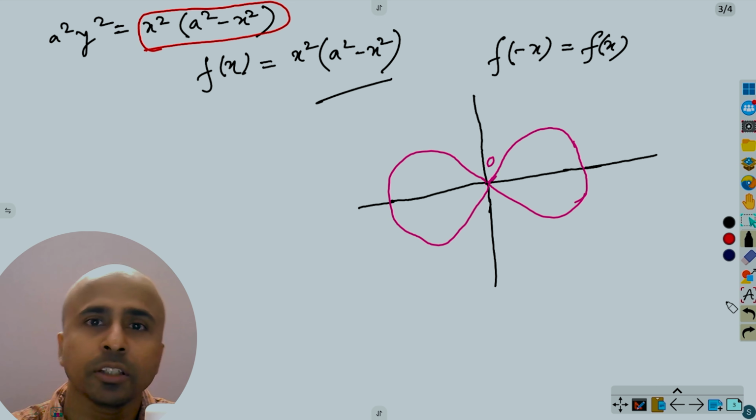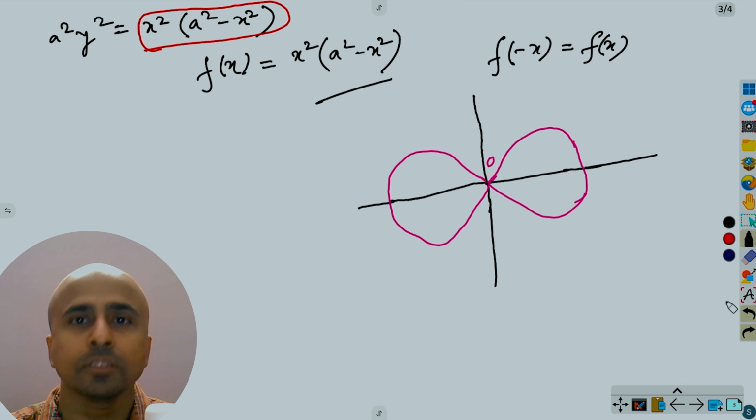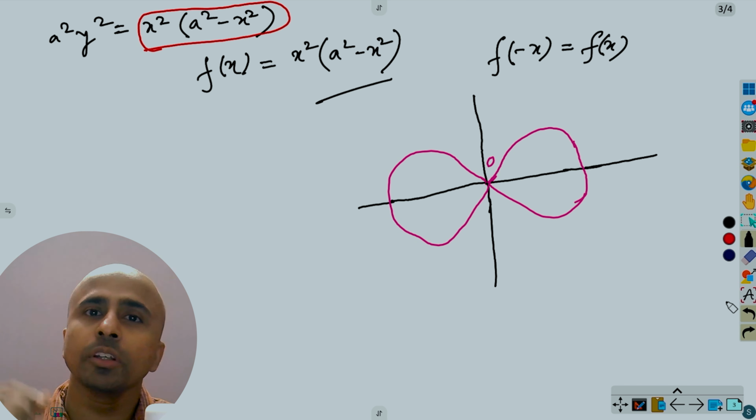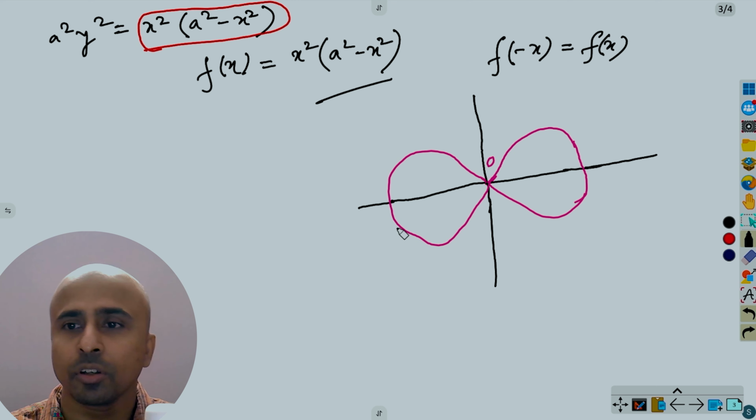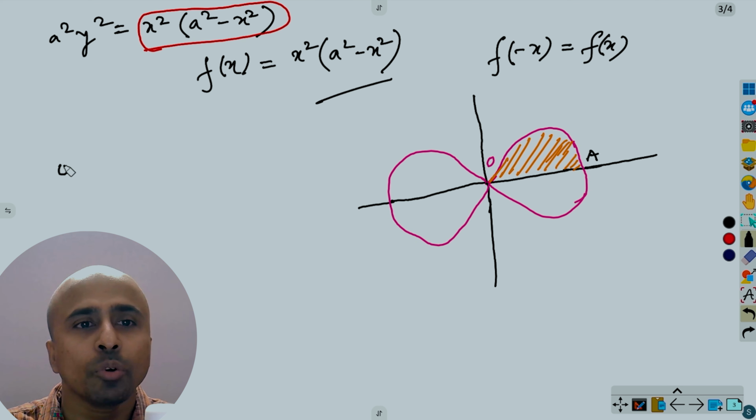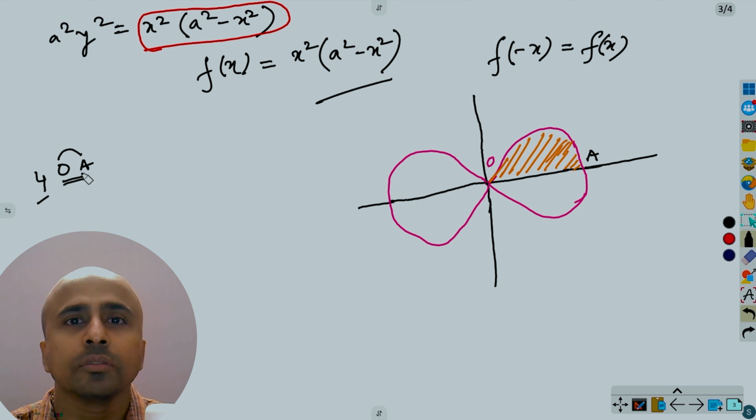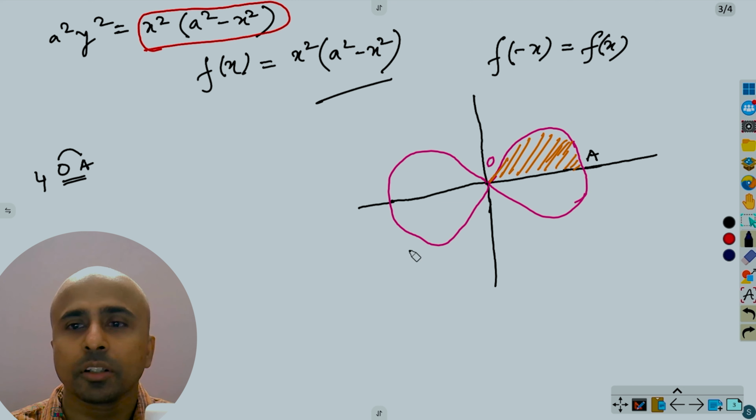We will follow the same strategy here because it is symmetric with respect to the x-axis and symmetric with respect to the y-axis. So if we can evaluate the area of only the first quadrant, then we are done. It is pretty simple. Let's say this is A. So what we are going to do is evaluate the area from O to A, and then multiply by 4. Very simple.